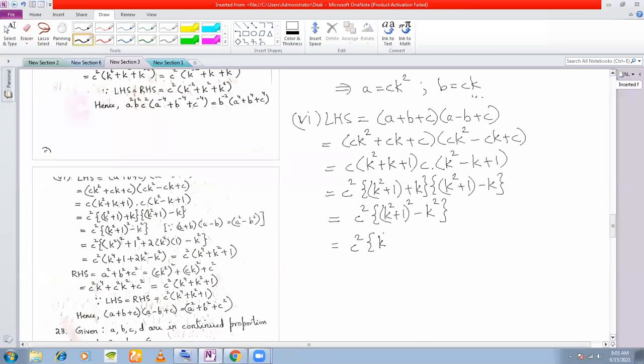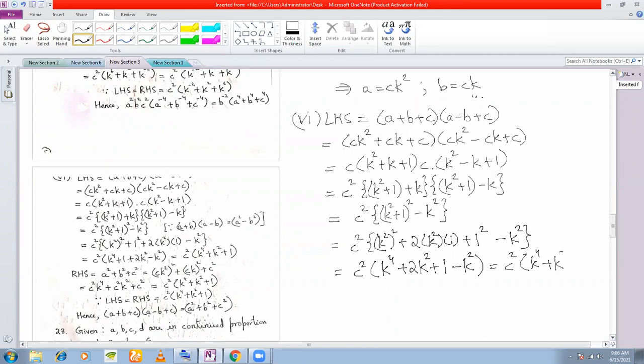K square is your a, so it is a square plus 2 a b plus b square minus k square. So this is c square k to the power of 4 plus 2k square plus 1 minus k square. So you ultimately get c square k to the power of 4 plus k square plus 1. So this is your left hand side.